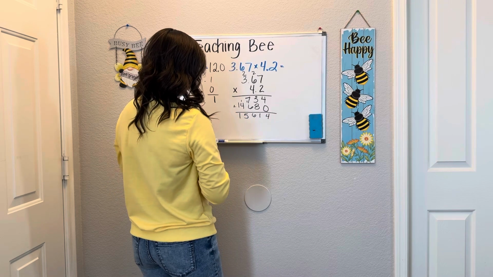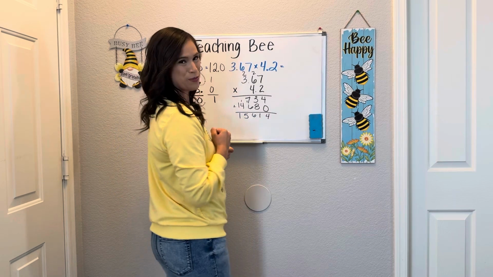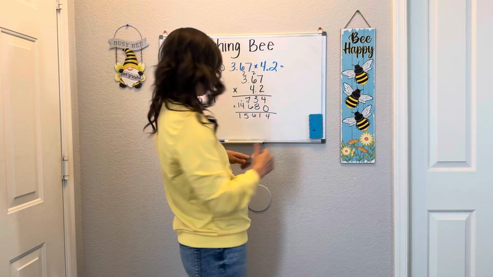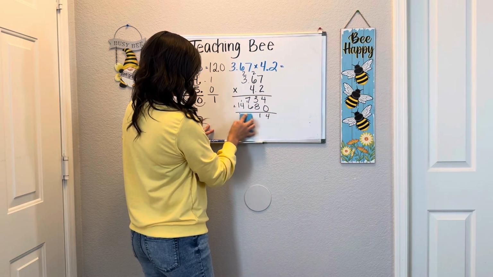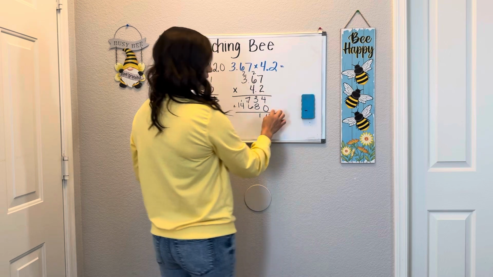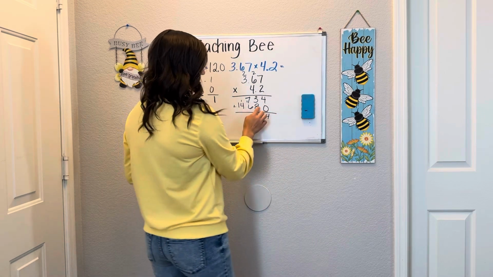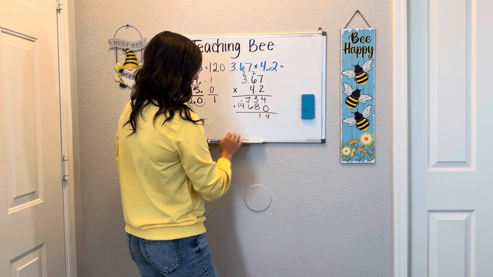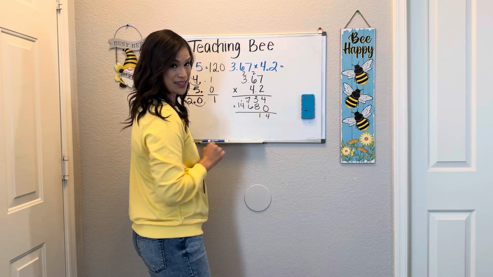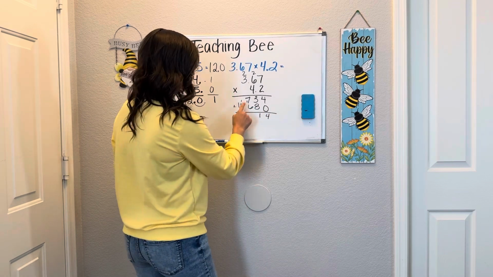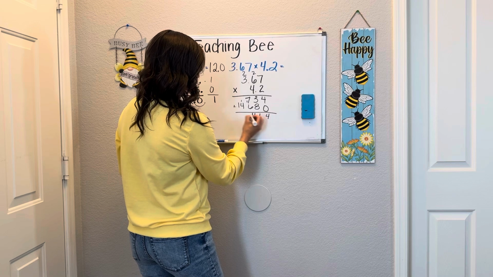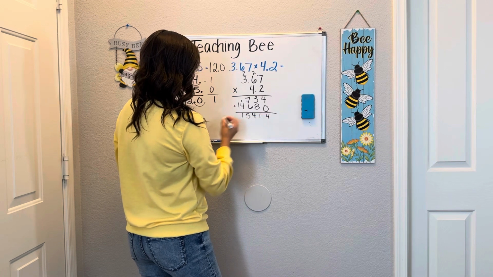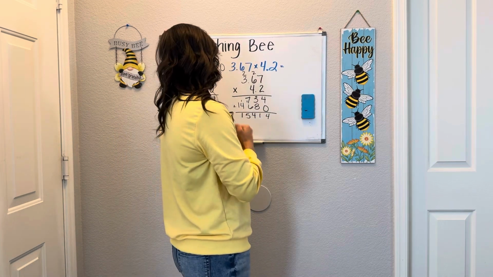I did some math wrong there. Can you spot my mistake? Let's re-add this. Where is my mistake? So 4 plus 0 is 4. 8 plus 3 is 11. 7 plus 6 is actually 13, plus 1 more, which is 14. 5, 1. There we go. That looks much better.